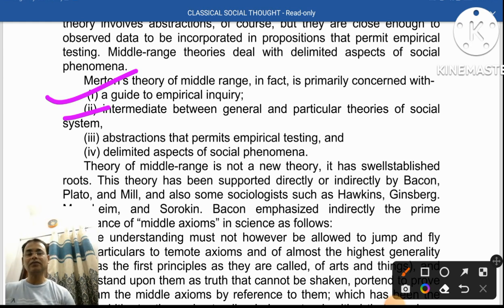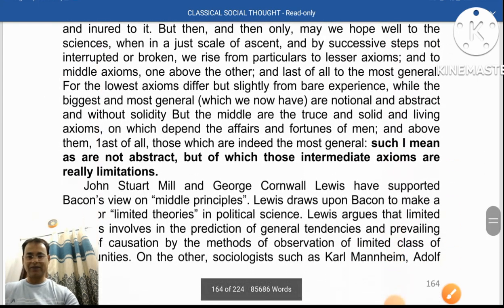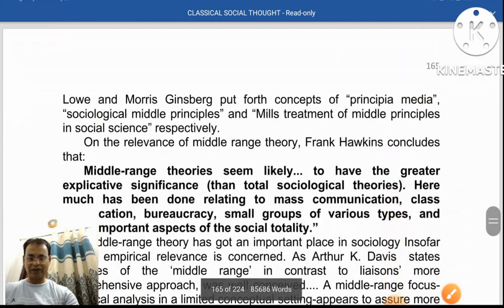system, abstraction that permits empirical testing, delimited aspects of social phenomena. These are the conclusion.